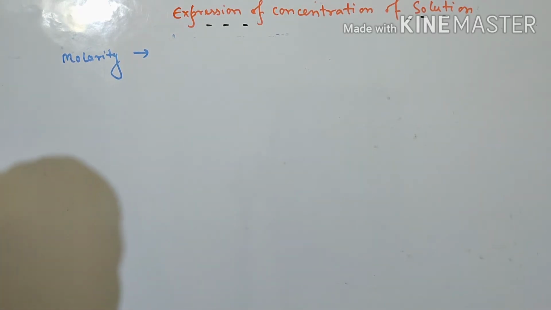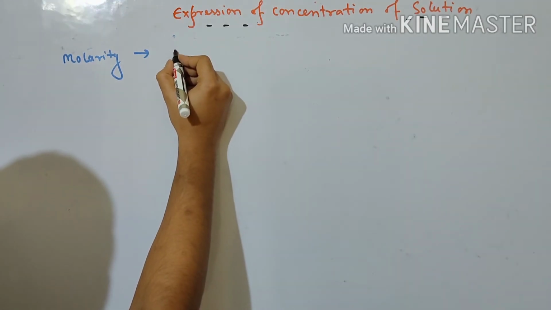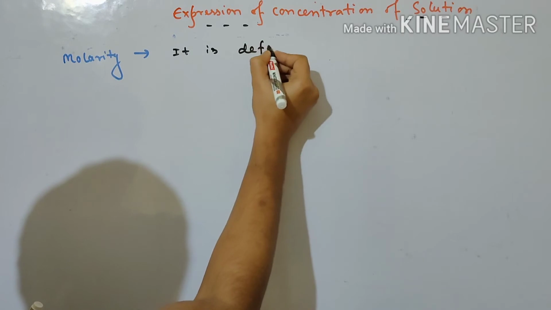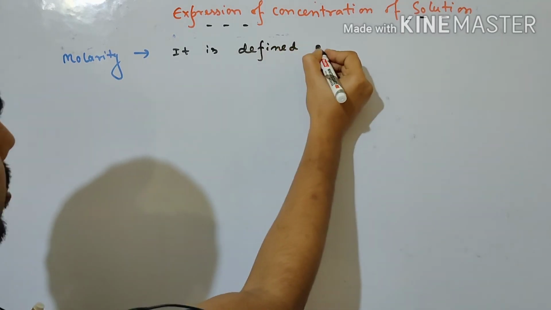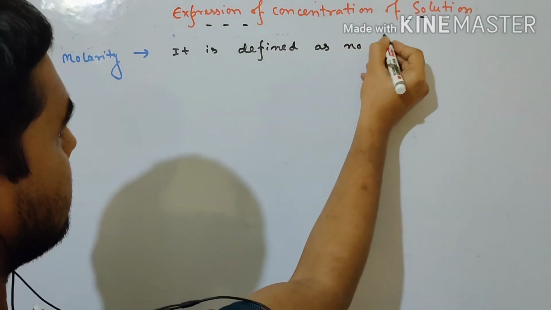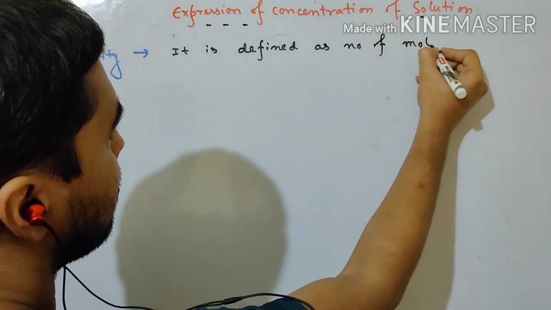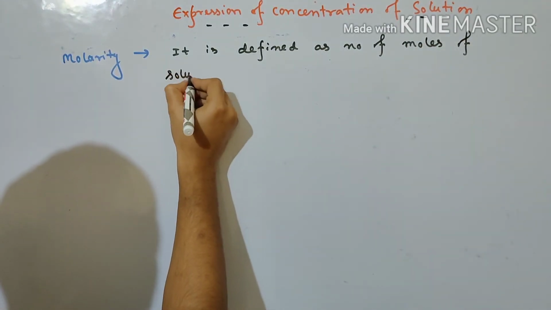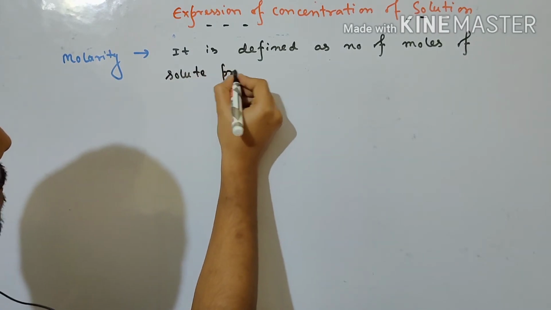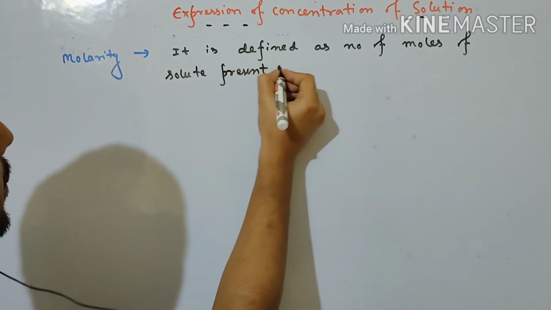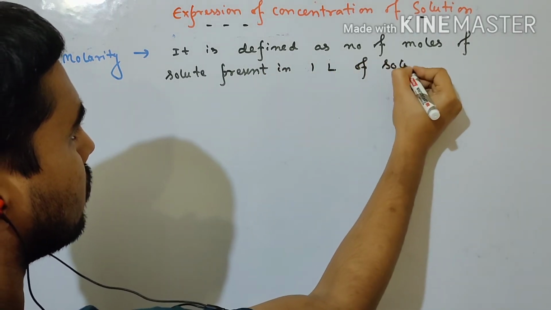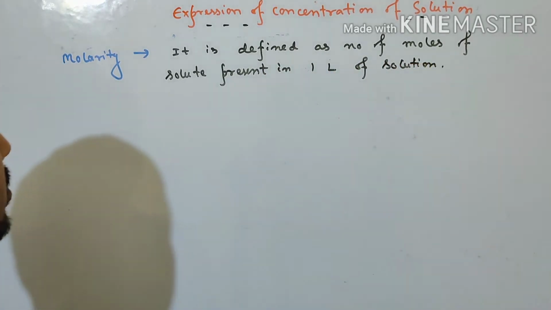So let me write it down first. It is defined as number of moles of solute present in 1 liter of solution.